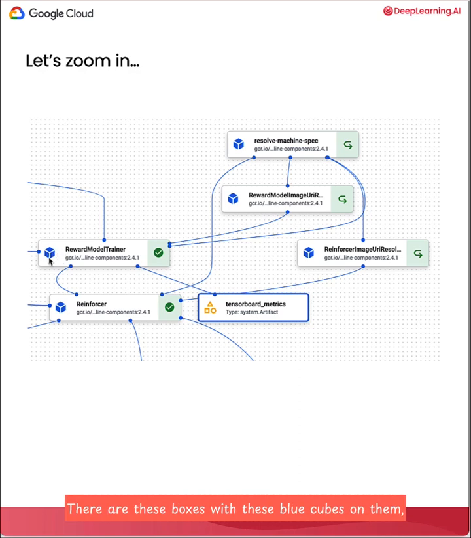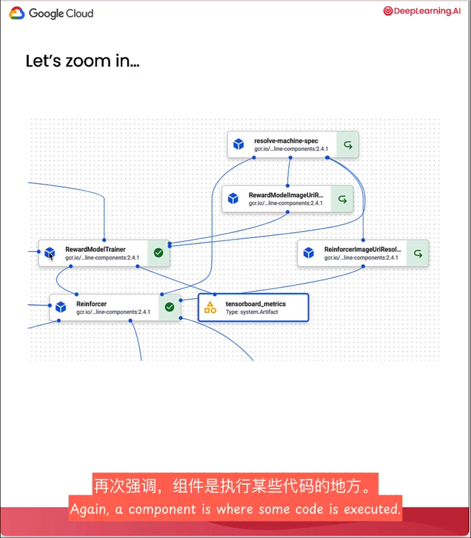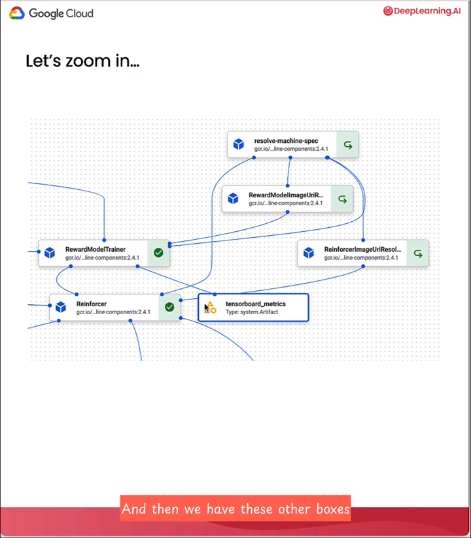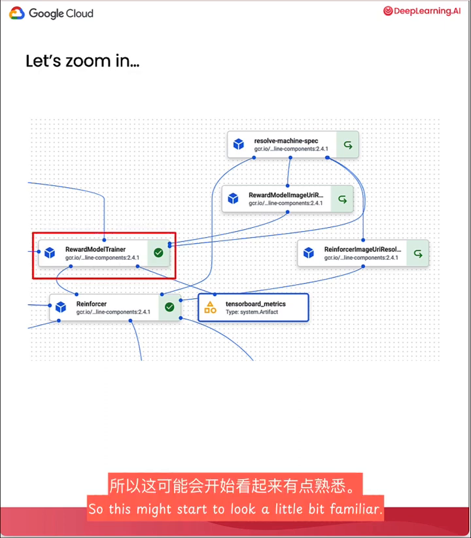There are these boxes with these blue cubes on them, and these are components. Again, a component is where some code is executed. And then we have these other boxes with these yellow triangles, and these are the artifacts. This is anything that is created as a result of our pipeline. And if you look closely, you'll see that there's the word system artifact over here and the word component over here. So this might start to look a little bit familiar.